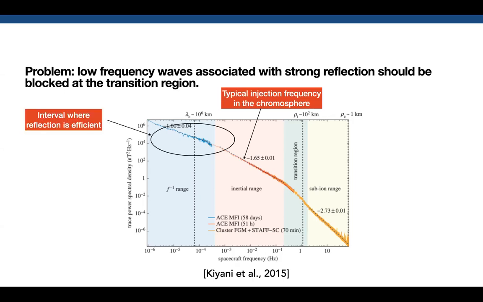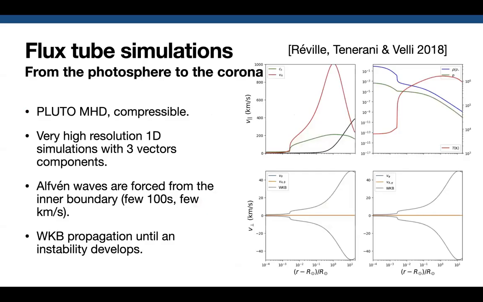And if we look at this spectrum of the solar wind, we have here the typical injection frequency, for instance, in the chromosphere, and the interval where the reflection is efficient is at much lower frequencies. And so the question, in general, is how to create these low frequency Alfvén waves in the solar wind to enable the reflection mechanism to act and to create the cascade.